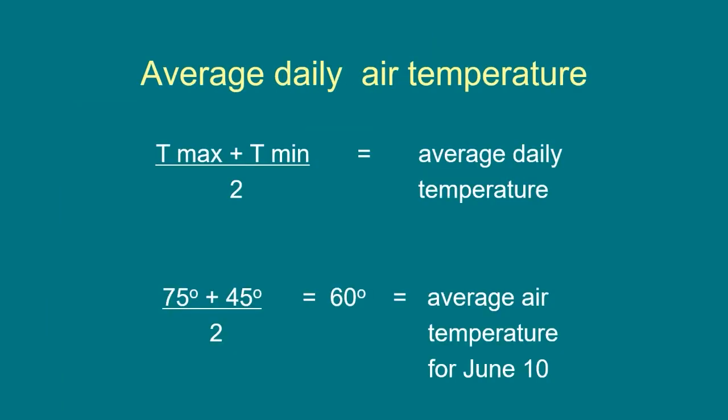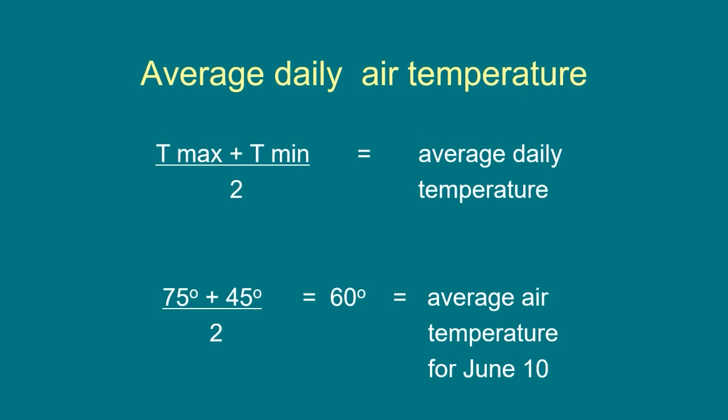The concept of growing degree days is based on the idea that plants require a certain amount of heat to progress through their life cycle. Maximum and minimum air temperatures are recorded every day, and a daily temperature average is calculated. This temperature gives a relative indication of the warmth for a single day. A temperature reading might look like a high of 75 degrees and a low temperature of 45 degrees, which would give you an average temperature of 60 degrees for the date of June 10th.